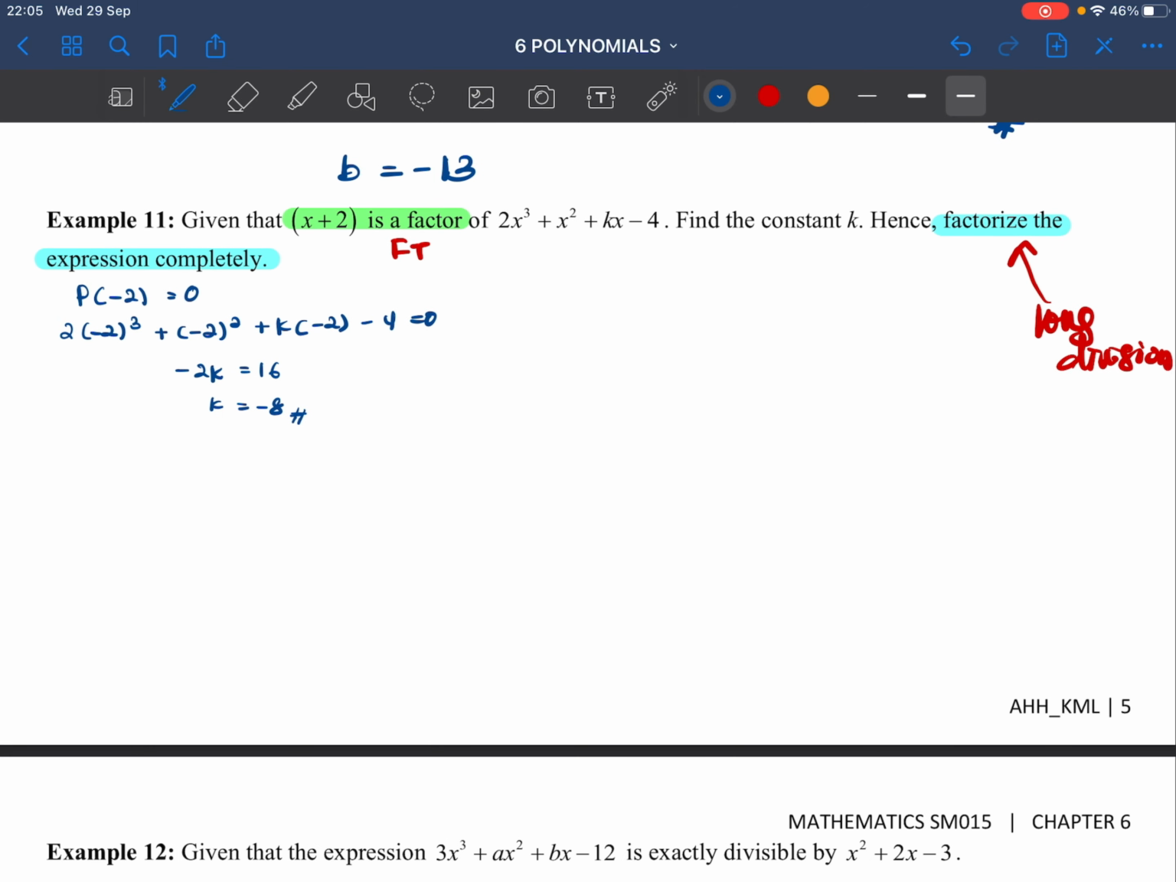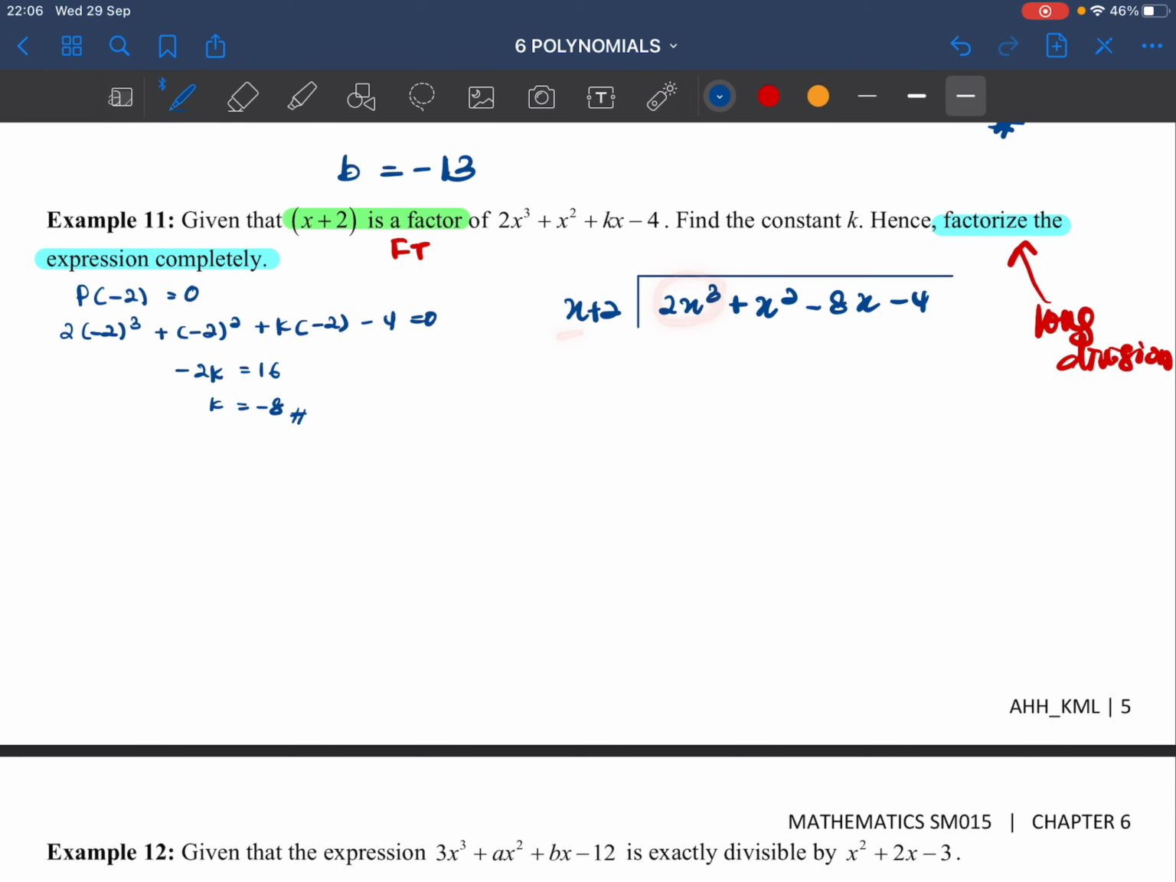We have our polynomial, 2x cube plus x square, and then we have our k already, minus 8x minus 4, divided by x plus 2. Yes, that is your factor, but remember, a factor can also be a divisor. Okay, so now let's just do our long division.